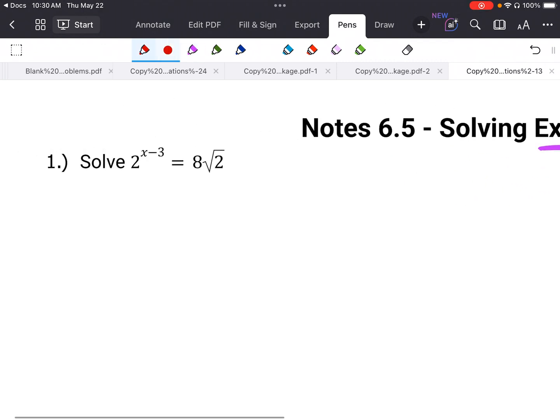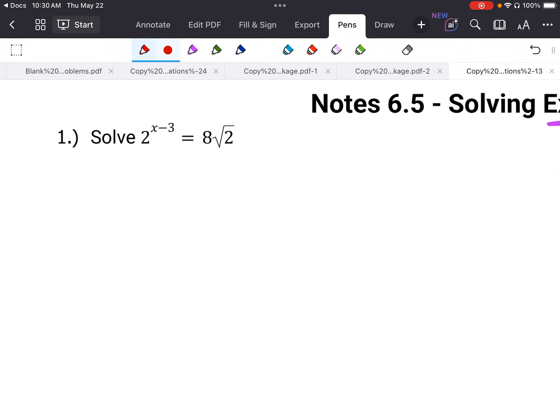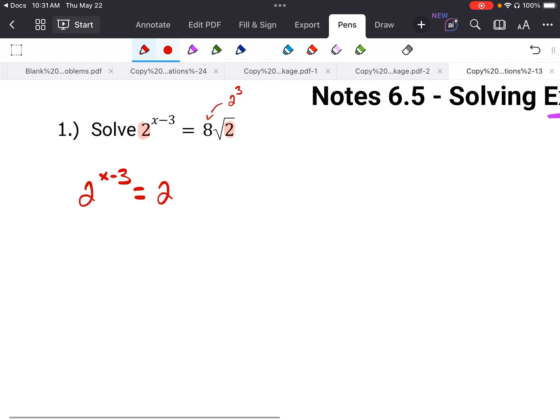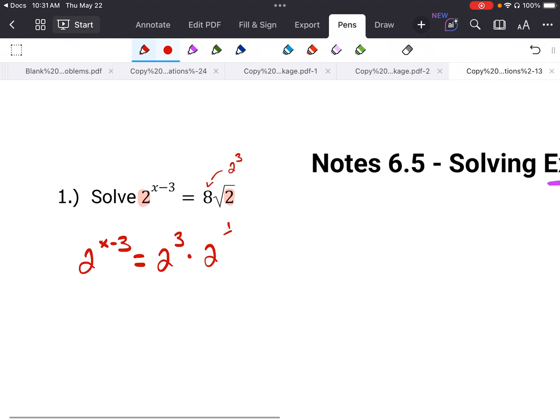Okay, so taking a look at our first example, we have: solve 2 to the power x minus 3 equals 8 root 2. So we can see clearly we have a base 2. There's another base 2. So we're going to want to switch that 8 into a base 2. And we know that 8 is the same thing as 2 to the power 3. Okay, so what we have here is our base 2 with x minus 3 equals, so 8 is now 2 to the power 3. And we know that the square root is an exponent of 1/2.